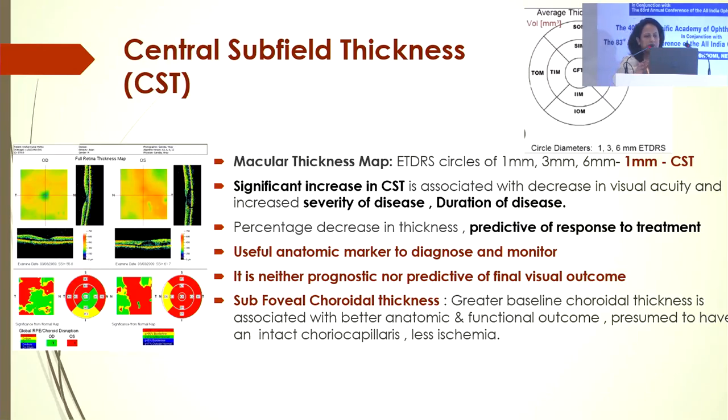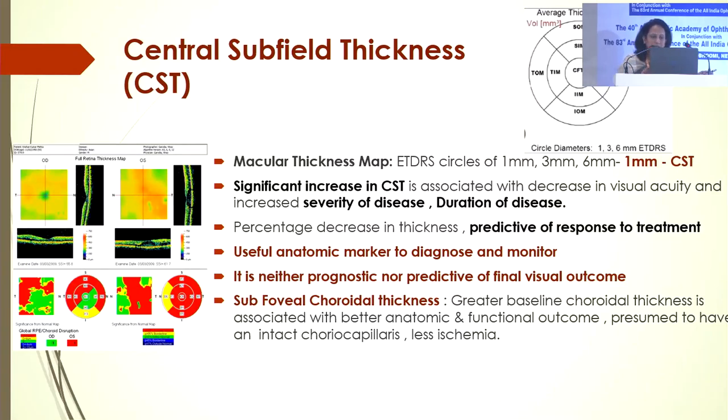It signifies the severity of disease. The more the central subfield thickness, the more the severity of the disease, and so is the duration. The percentage decrease of thickness on treatment is a very good predictor of response to treatment, and it is a useful anatomical marker to diagnose and monitor. But central subfield thickness, as earlier thought, is neither prognostic nor predictive of the visual outcome.